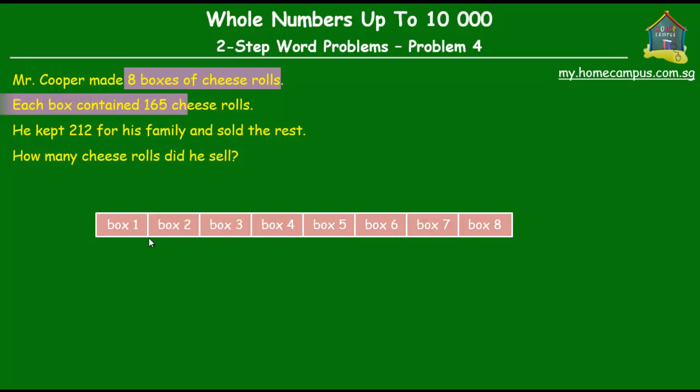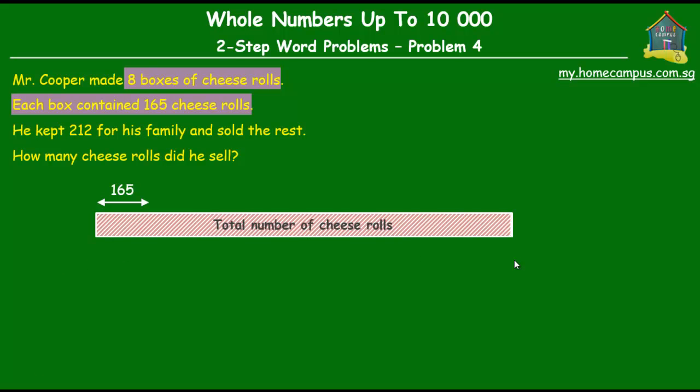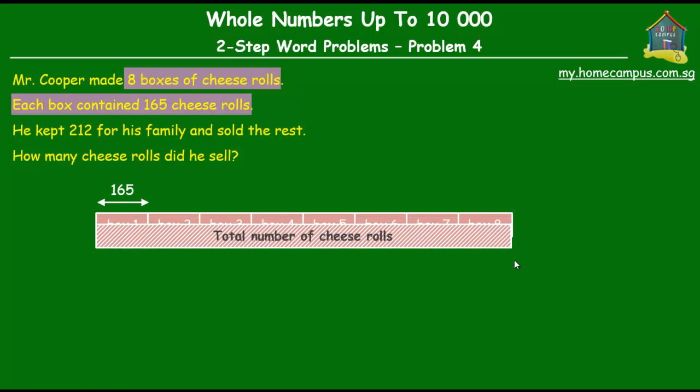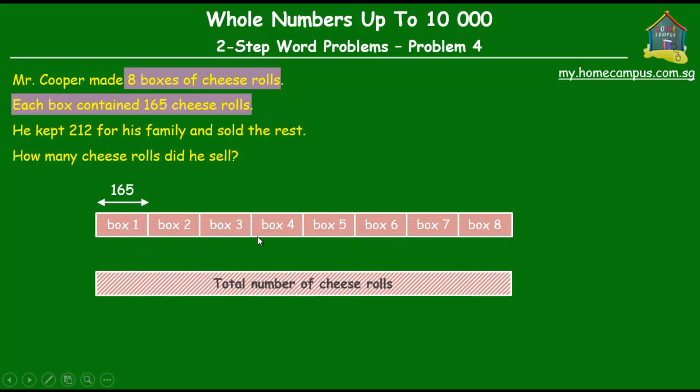Now each box contained 165 cheese rolls. So let's put that information as well in the model. So each of these 8 boxes is equal to 165 cheese rolls. Now if we combine the cheese rolls in these 8 boxes, then we will know the total number of cheese rolls that he made. So these 8 small units over here are equal to this one big unit over here, and that's the total number of cheese rolls he made. Alright, so far so good.